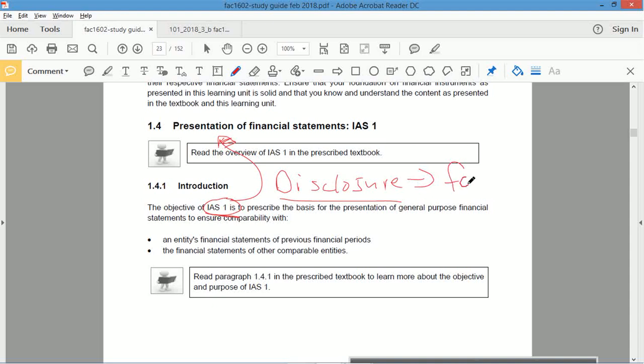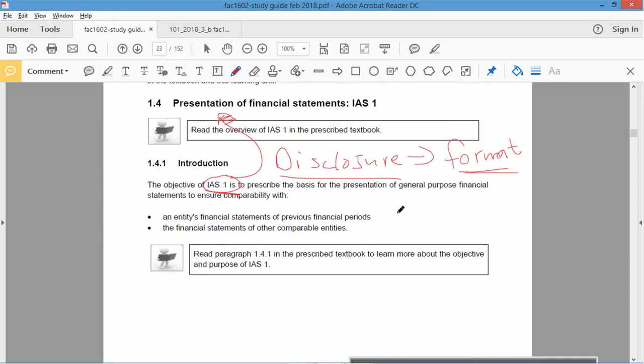Disclosure means, for us, format. Is format important? Yes. Why? Because you need the format for disclosure and trial balances. UNISA's not going to give it to you. Yeah. So you need to structure your answer correctly. Yeah. And that's why it's important to know what those statements look like in terms of disclosure and content and information.